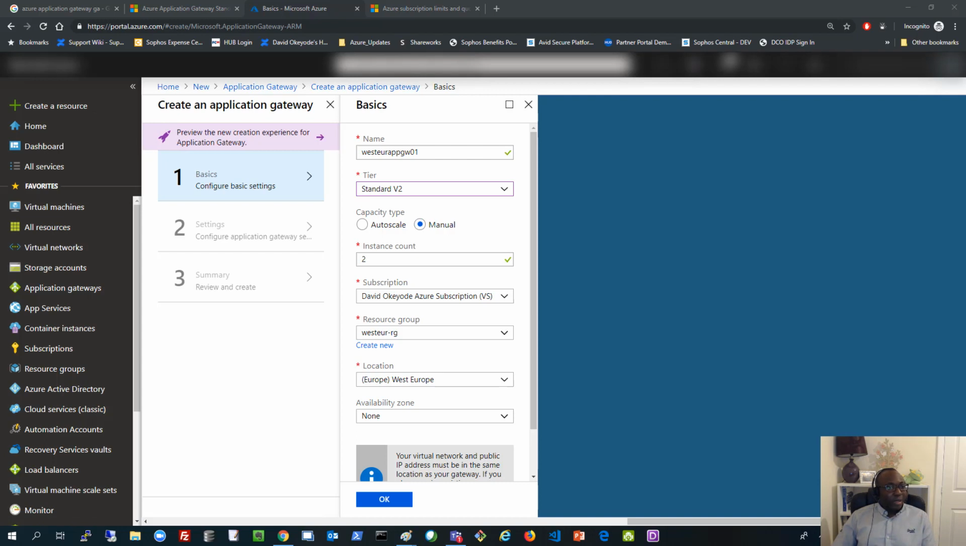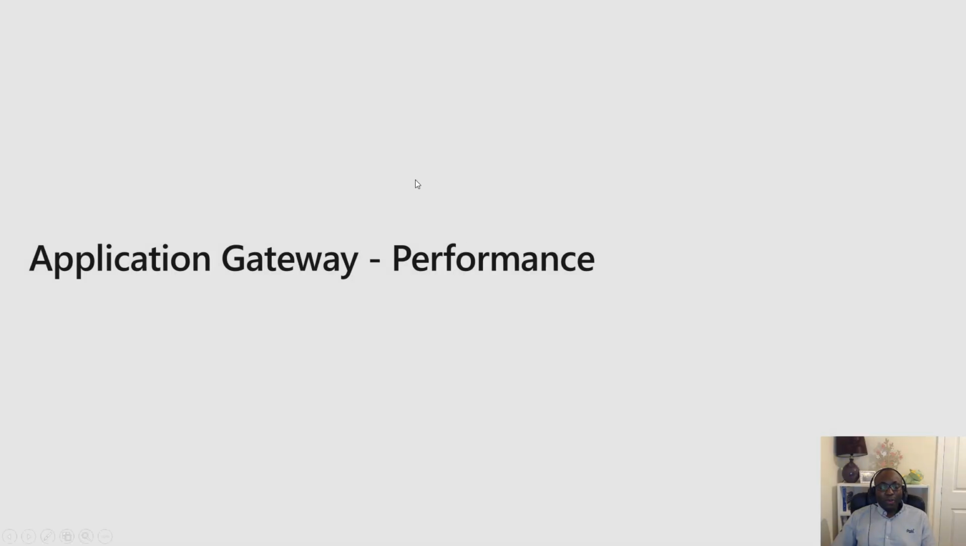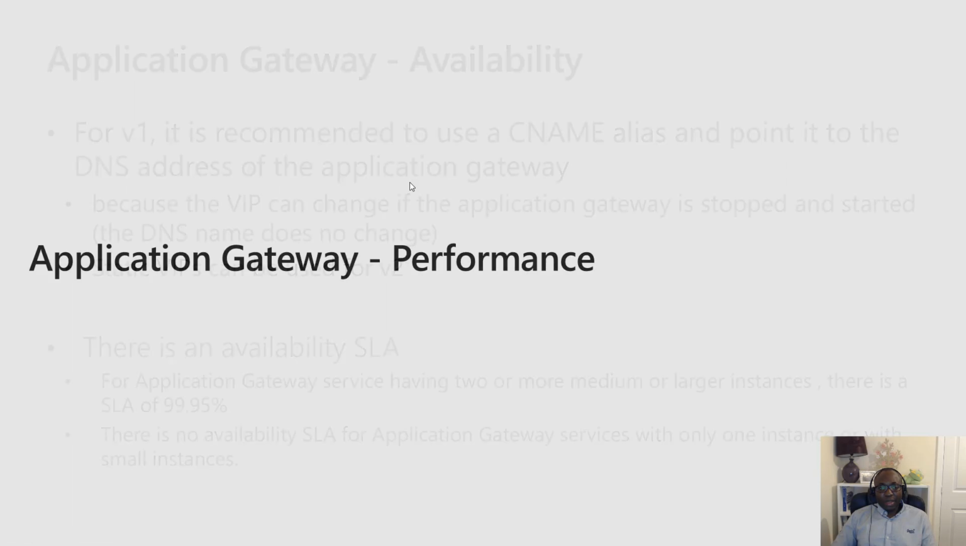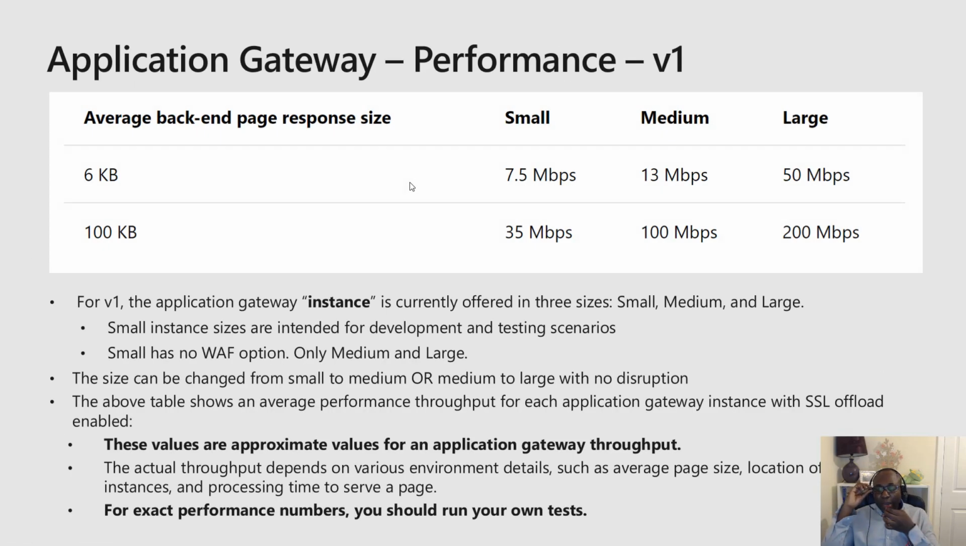Okay, so what I'll do now is if I go back to this and let's talk about performance next. What about performance? What do we need to keep in mind? When it comes to performance, I showed you just right now for version 1 that we can select the application gateway instance sizes for version 1. So if we're using version 1, we have this option to select the instance sizes.